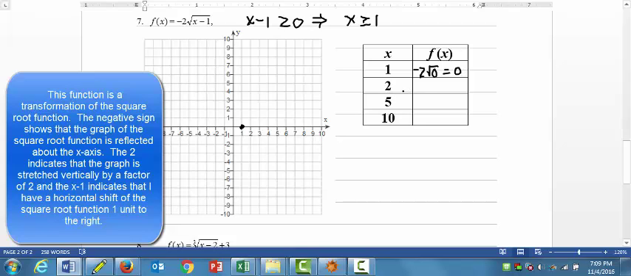Here, when x is 2, I have negative 2 times the square root of 2 minus 1, which is the square root of 1. Or that's negative 2 times 1, so that's negative 2. So when x is 2, this is at negative 2. When x is 5, I have negative 2 times the square root of 5 minus 1, which is the square root of 4. So that's negative 2 times 2, which is negative 4. So when x is 5, y is negative 4.